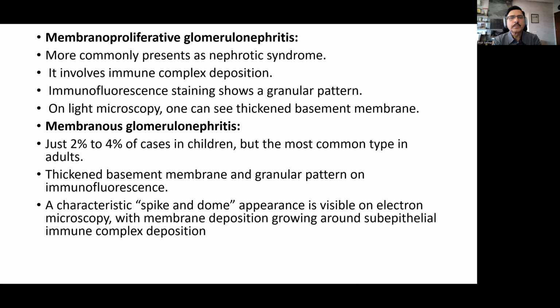Membranoproliferative glomerulonephritis presents as a nephrotic syndrome. It involves immune complex deposition, and immunofluorescence is positive, showing a granular pattern. On light microscopy, we can see thickened basement membrane. One, it is one of the very common things in adults, whereas in children minimal change is the commonest thing. Second, it presents itself as nephrotic syndrome directly. That means edema, proteinuria, and all that are very full blown in this.